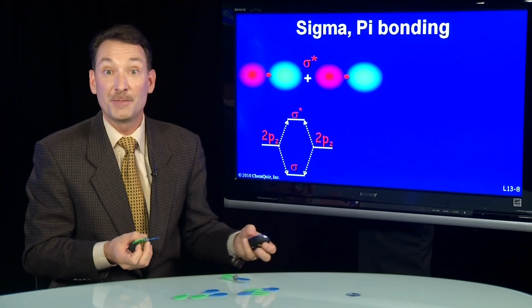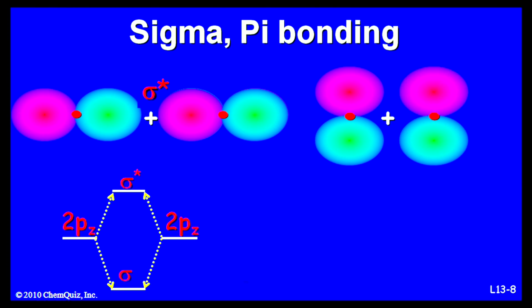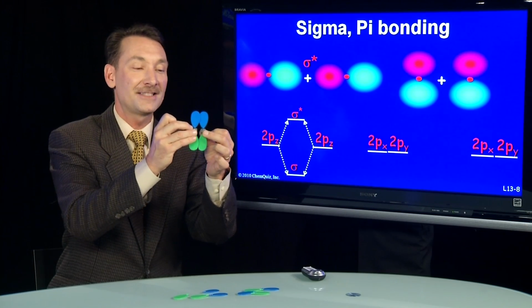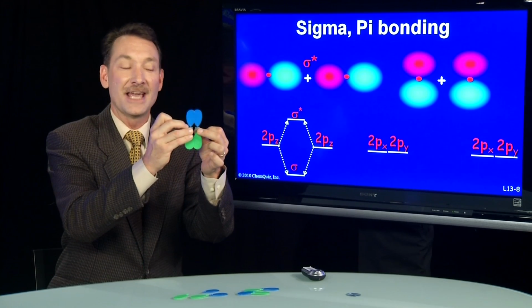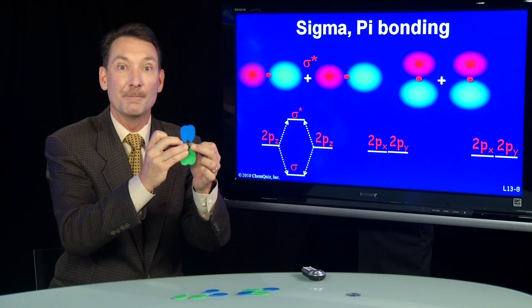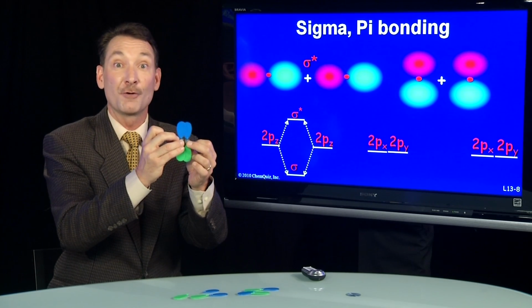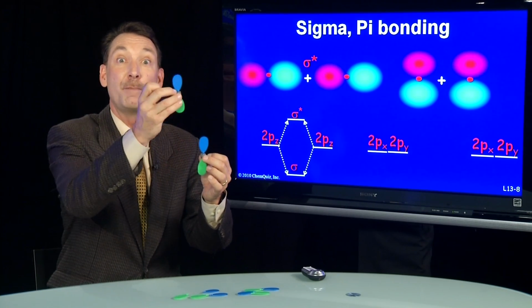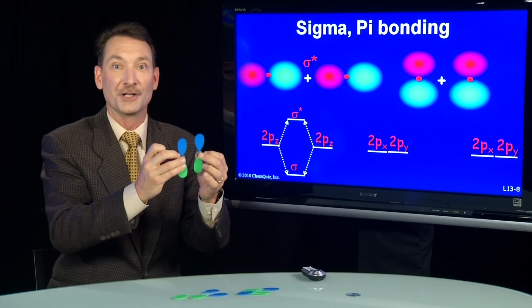Now I can look at the other p orbitals. There's also the px and the py. If I add those, they're above and below that z-axis. So here I can add together px and px and get a bonding orbital. In this case, I'll call it a pi bonding orbital. Pi bonding orbitals and pi antibonding orbitals have their electron density above and below the internuclear axis.